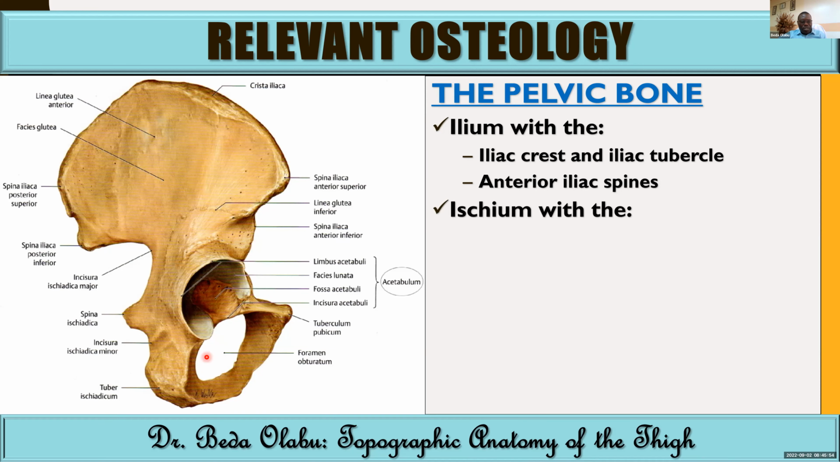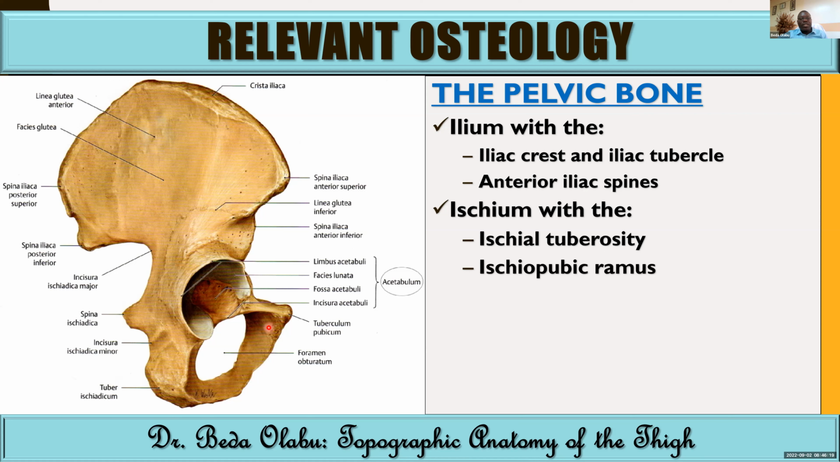Regarding the ischium, which is this one, there are also some things you need to know about the ischium. One of them is this one, the ischial tuberosity. We talked about it in the gluteal region. It's also going to come up in this particular session. Apart from the ischial tuberosity, we also have this part here, which we call the ischiopubic ramus.